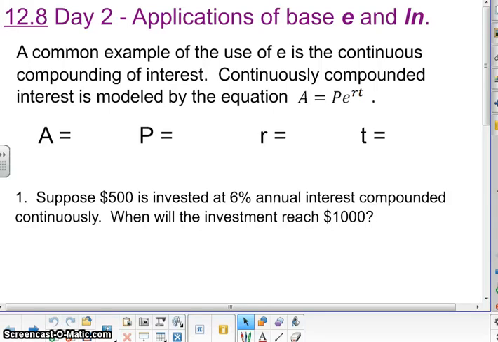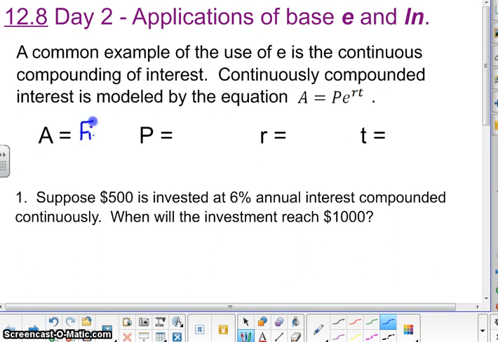We are going to do the applications of base e and natural logarithms. A common example of the use of e is the continuous compounding of interest. Continuously compounded interest is modeled by the equation A equals P e to the rt, commonly known as PERT. You should know what everything stands for, so we're going to start there.